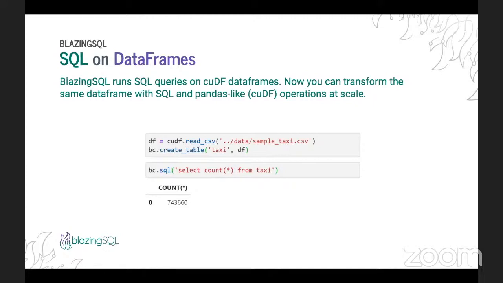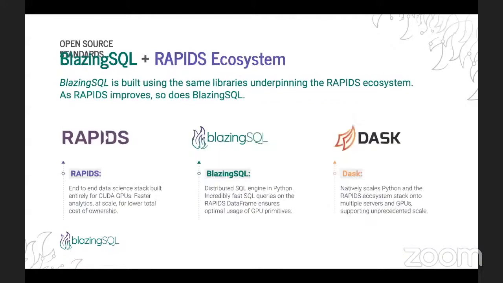Blazing SQL is a SQL engine. It's not a database. So that's the distinction I want you to bear in mind. Blazing SQL is part of the Rapids ecosystem. So we add the SQL parser to the Rapids ecosystem.